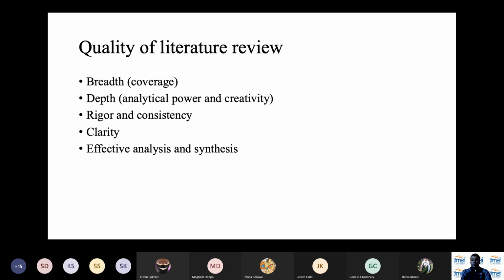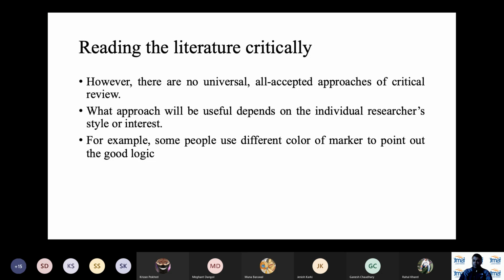So for that also you have to review the literature very carefully. Reading the literature critically, however, there is no universal all-aspect approach of critical review. In every process that we take on the research, there is no specific pathway that can be followed to obtain a better result, because each piece of research is unique, and that uniqueness arises from the variety of methods or techniques implemented in the research. So following one single path or method to obtain any specific outcome is not always applicable in this context.